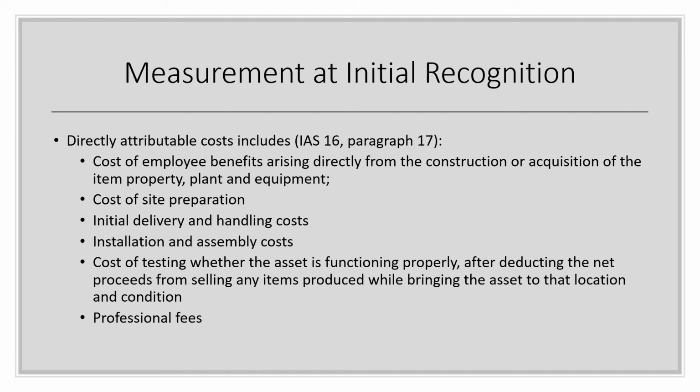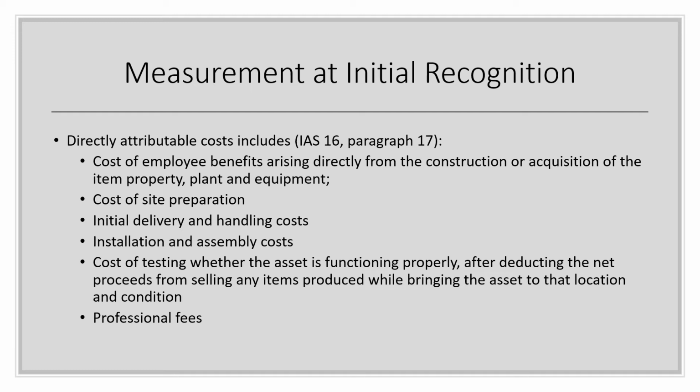So these are some examples of directly attributable costs. I told you before that, including the purchase price, there are directly attributable costs. So these are the examples provided in the international accounting standards. First is the cost of employee benefits arising directly from the construction or acquisition of the item of property, plant, and equipment. So if you are constructing your own building, for example, the employee benefits to be paid to your construction workers during the period that you are constructing that asset should be part of the property, plant, and equipment.